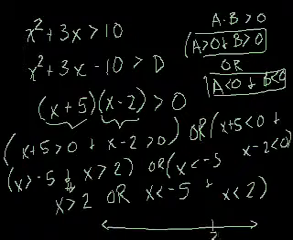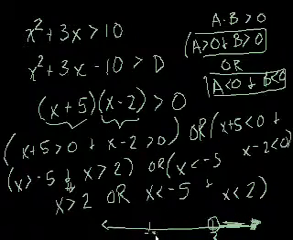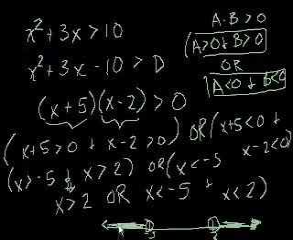So if 2 is here, x could be greater than 2, so it's all of these numbers, right? And if this is negative 5, this is x is less than negative 5. So these are the numbers that satisfy this equation. And I'll leave it up to you to try out to see that they actually work.